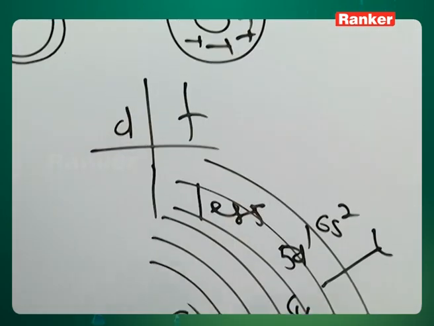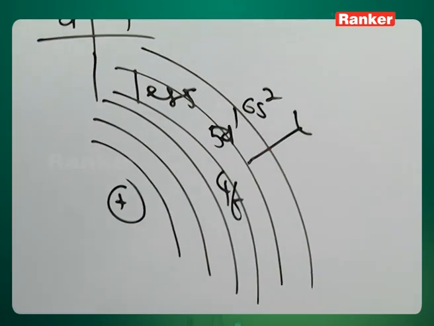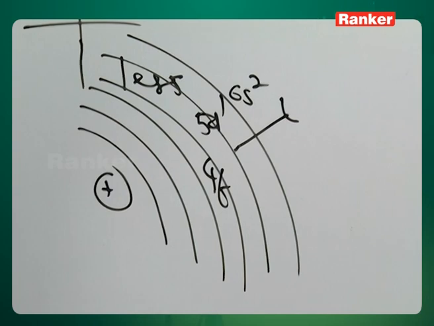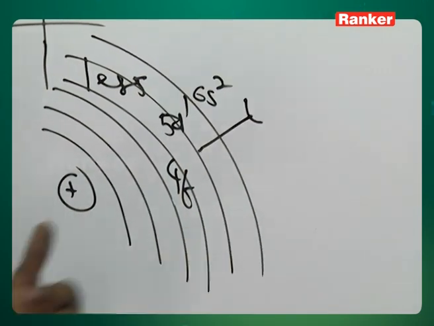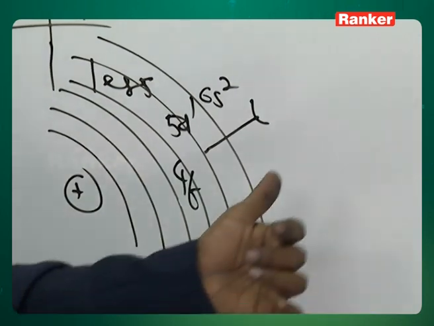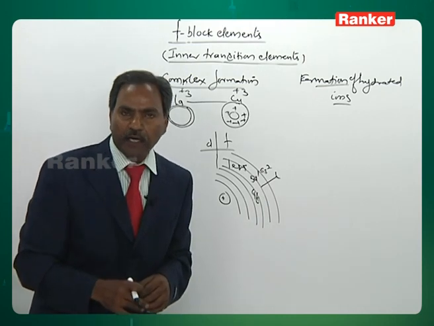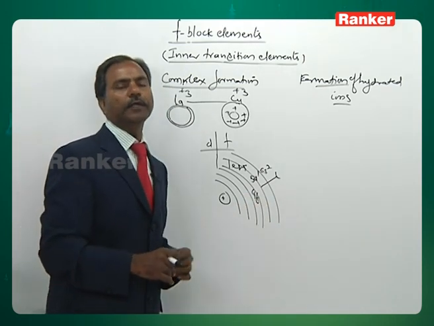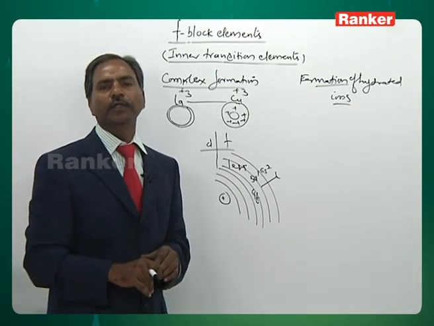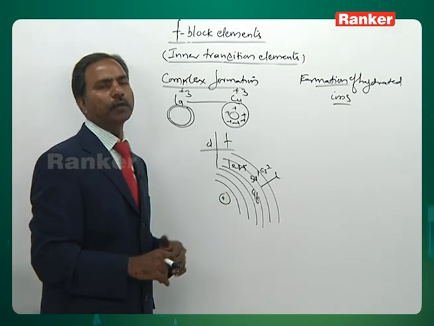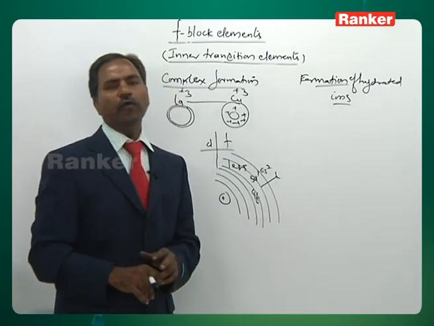Why? Clearly observe, in the case of the sixth shell, the d orbitals are actually near to the ligands, as the d orbitals are in the penultimate shell. But if you consider f orbitals, as you are clearly looking on the board, f orbitals are deeply seated in the antepenultimate shell. Therefore, the ligand is away from the f orbitals. Therefore, as the d orbitals interact with the ligands, similarly f orbitals cannot interact. Therefore, the tendency of formation of complexes by lanthanides is found to be less in comparison to d block elements. Next, let us see what is this particular formation of hydrated ions.